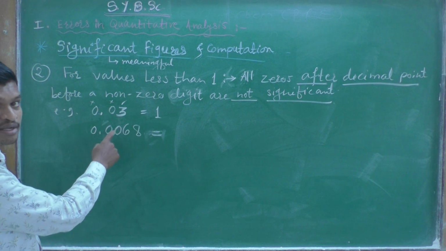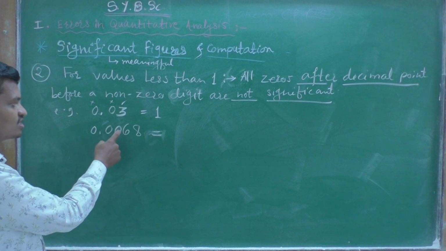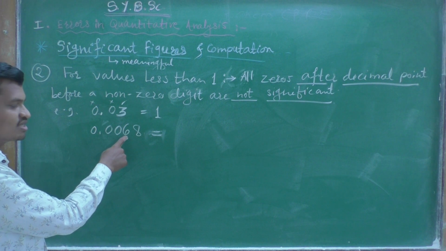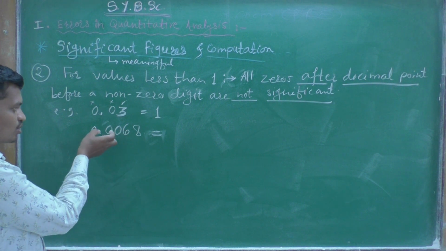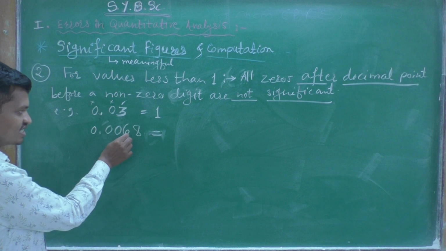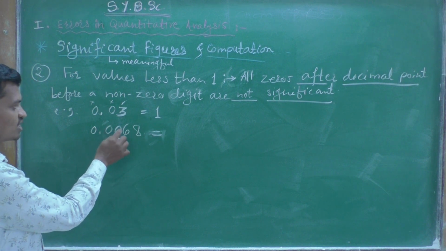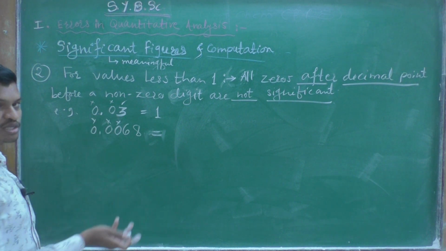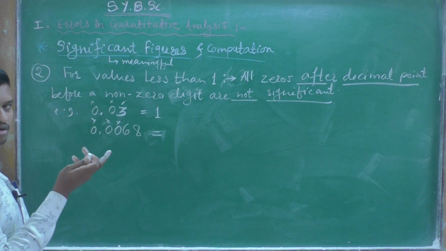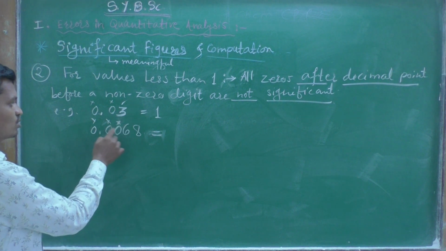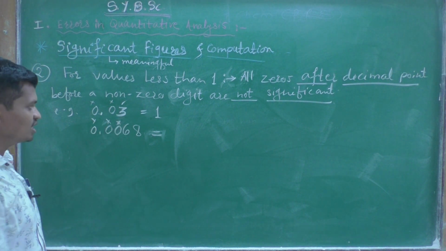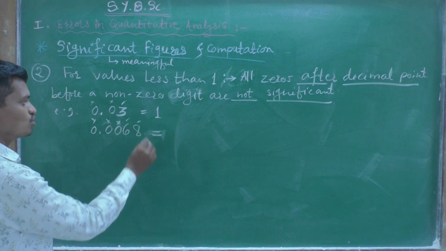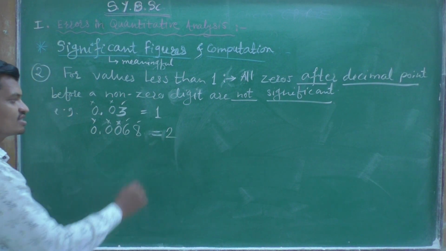These two zeros are after the decimal point, before a non-zero digit. So 6 is a non-zero digit. After the decimal point and before this digit 6, how many zeros are there? 1, 2. So these 2 zeros are not significant. This 0 is also not significant as per the first rule. So all these 3 zeros are not significant, and the remaining digits are 6 and 8. So 1, 2. The significant figures in this case are 2.